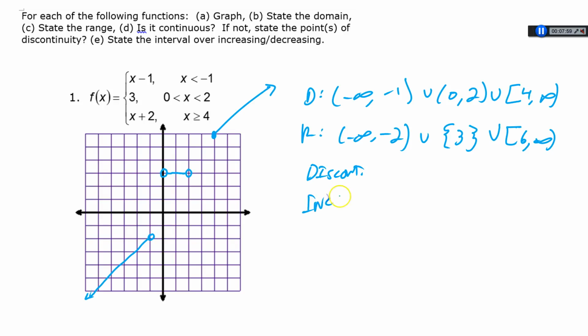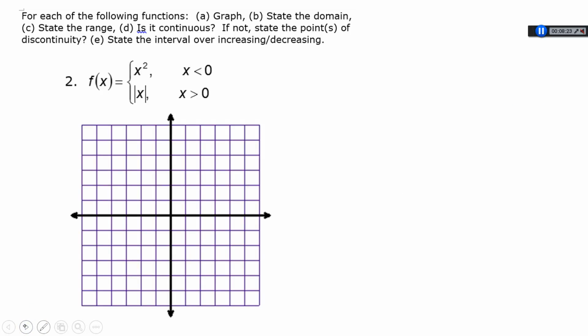We are increasing from -infinity to -1. Right? That's where we stop increasing. We are constant. We don't change from 0 to 2. And then we're increasing again. We can just add it here. 4 to infinity. Nice. Tricky problem, but not too bad. Let's try the next one. So pause this and try it again if you want to.